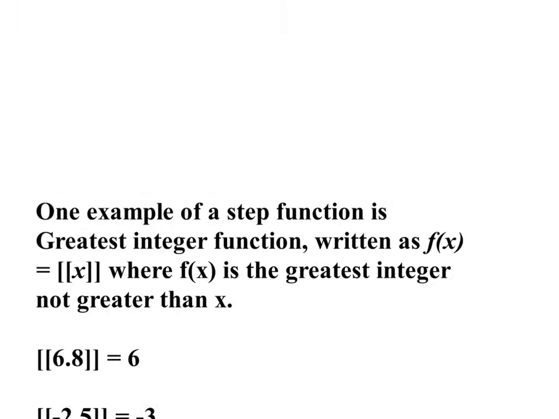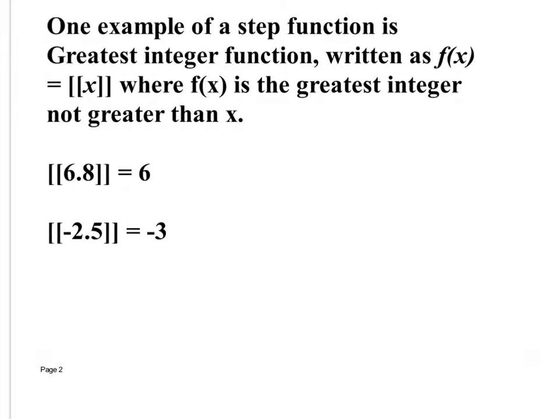So all right, you need to write this down. One example of a step function is the greatest integer function, which is written as f of x is equal to this, which is x with the two brackets on each side. When you see this, it's the greatest integer they're asking for. It's just like when you saw two long lines, that's the absolute value, which you'll see again here in a minute. But when you see two brackets like this, that means they're asking for the greatest integer, which means f of x is the greatest integer not greater than x.